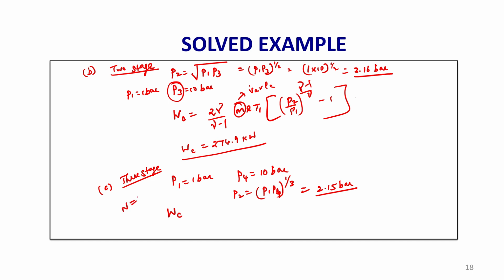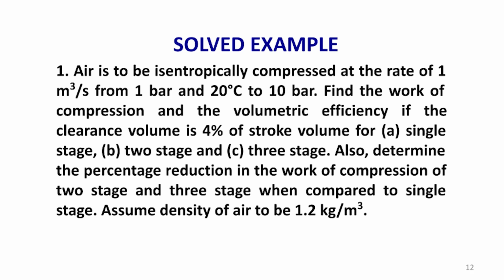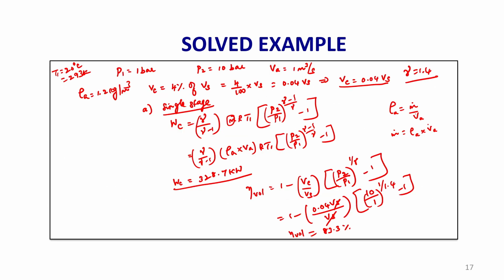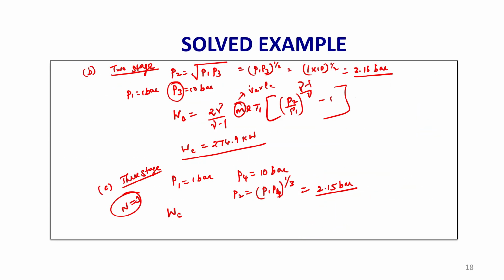Now substitute capital N equal to 3 for a 3 stage system in the work of compression. So, what is this equation? Equation number 5. Let me write that one so that it is easy for you to refer later. Substitute N equal to 3 in equation 5. Earlier we substituted N equal to 2 in equation 5, so that is what I have written here. This is very important.